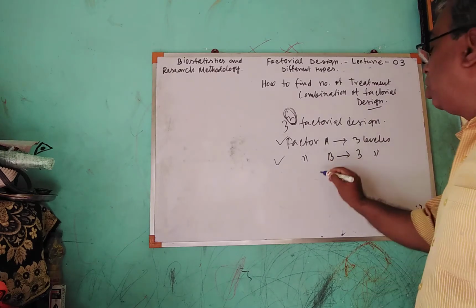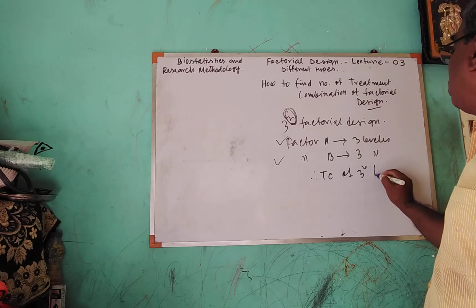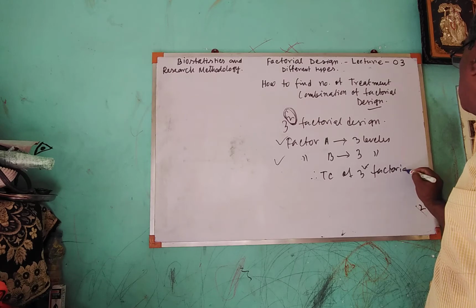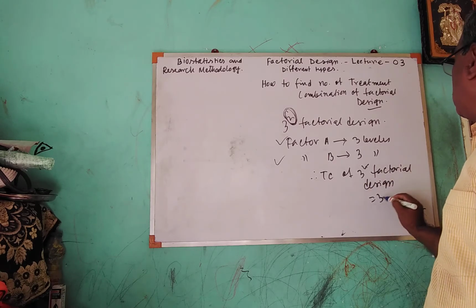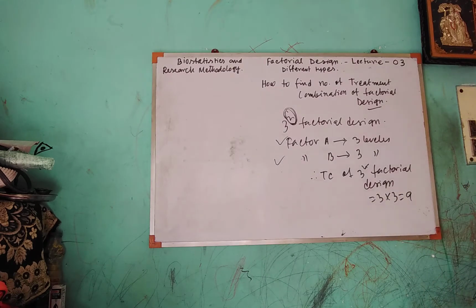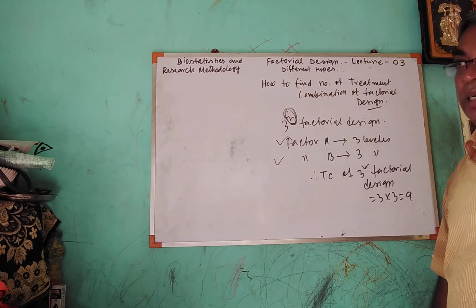So therefore, treatment combination TC of 3 square factorial design is equal to 3 into 3. That comes 9. 9 treatment combinations. In this factorial design, there are 9 treatment combinations.